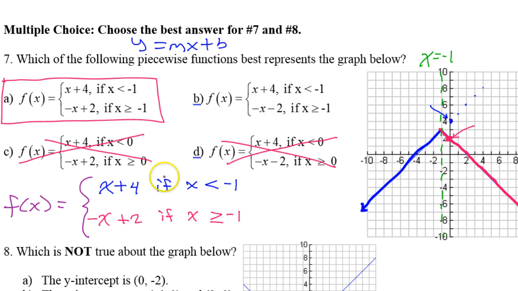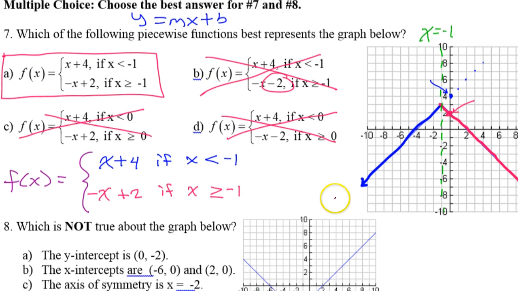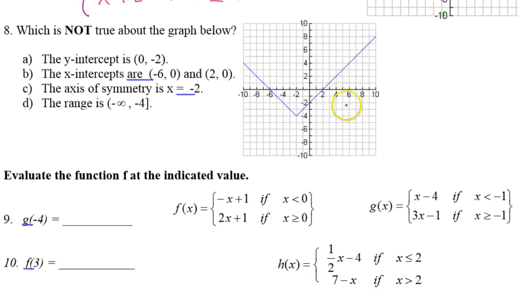Let's see. The top equation matched the blue over here. But here's the problem: they have x - 2 instead of plus 2. So this is the reason why this one is wrong. All right, so the answer is A. Okay, now let's move down with our analysis.